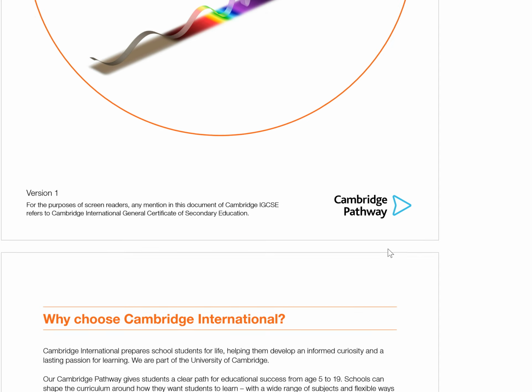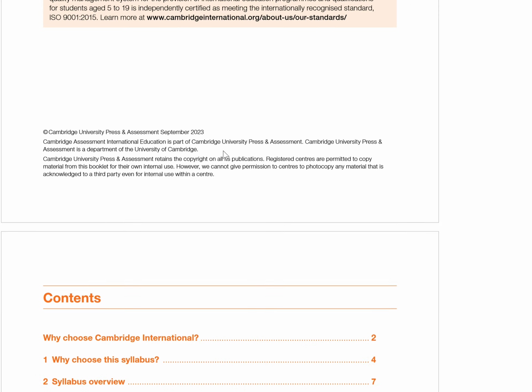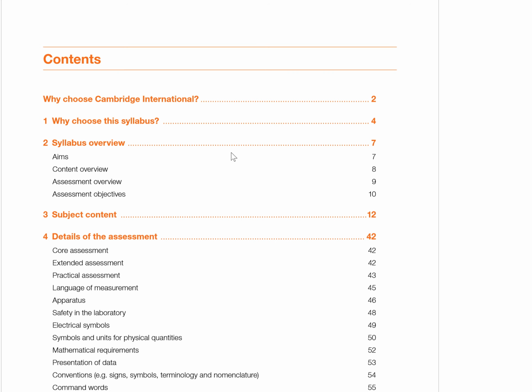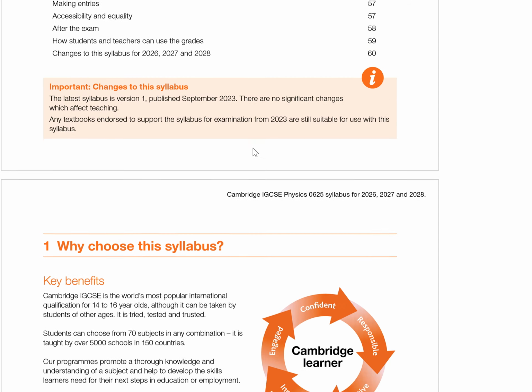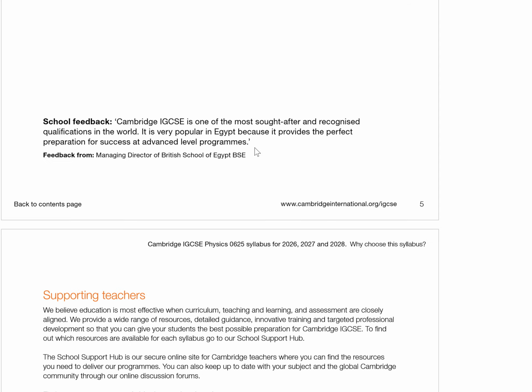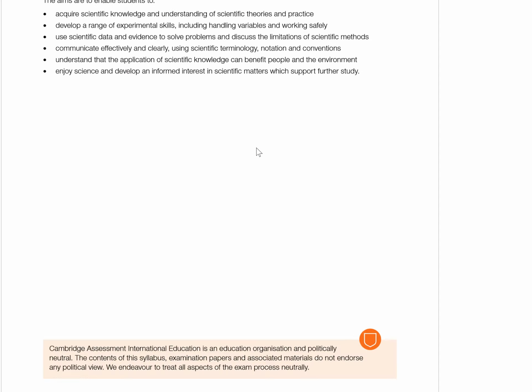Okay, now what is in this syllabus? See, different details are there, such as why you're going to choose Cambridge. Of course, whenever you get some time, you can download this syllabus, and it is available on the Cambridge website. It is a free resource. 0625 is the code. You can download it and go through the syllabus. But I would like to show you a few important points here, which they mention in the syllabus.